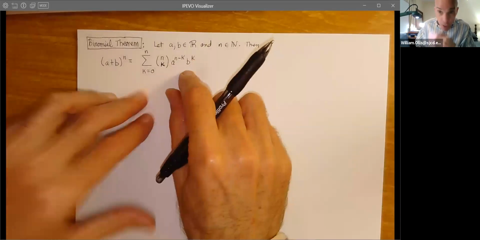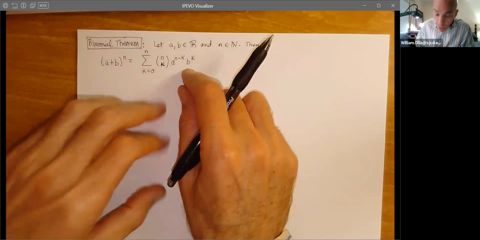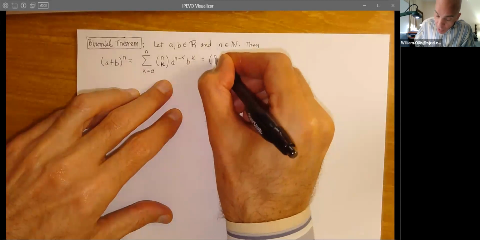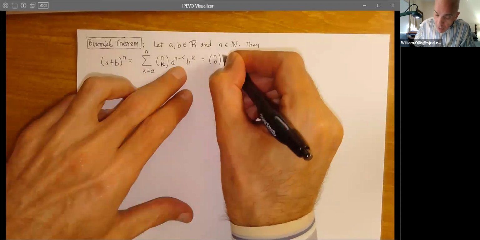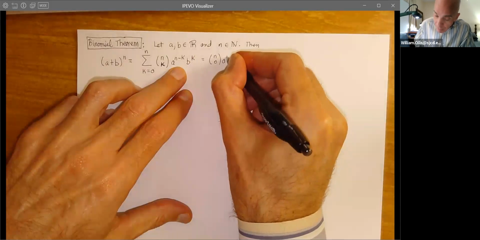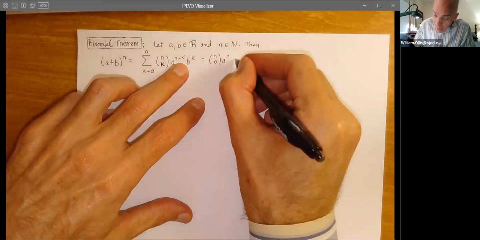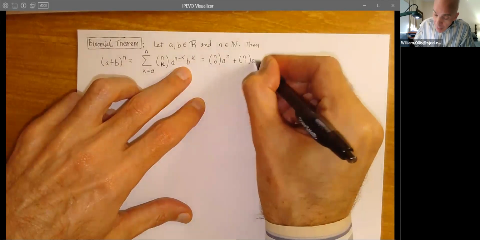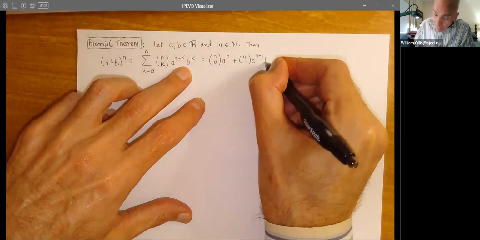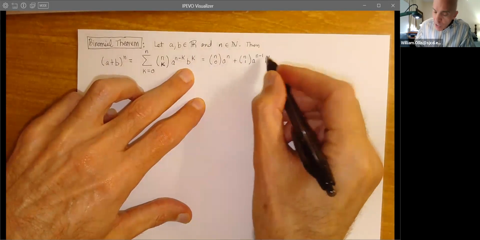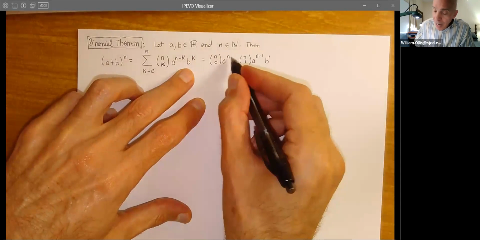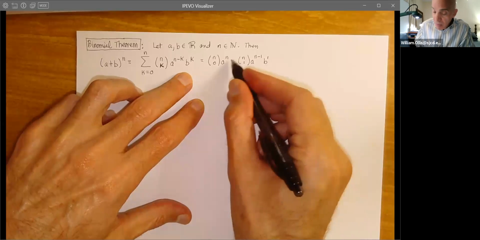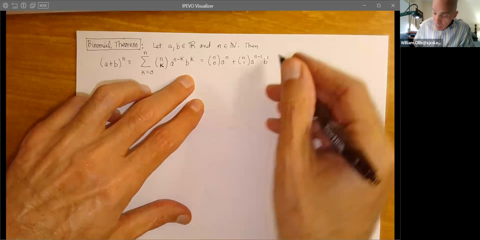So if we expand this, and this is something you do in your homework, what does this look like? Well, this will just be n choose 0. So that'll just be a to the n because k is 0. Then we have n choose 1. So that'll be a to the n minus 1, b to the first. Again, the sum of the exponents will always be n. So n plus 0 is n, and n minus 1 plus 1 is n.